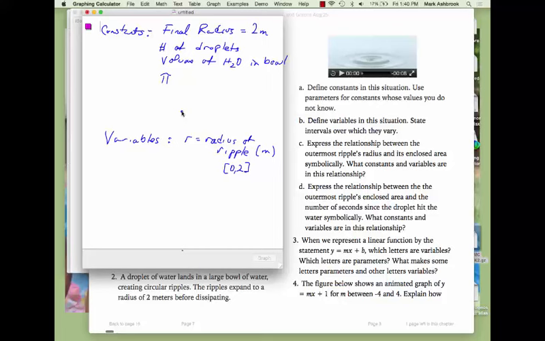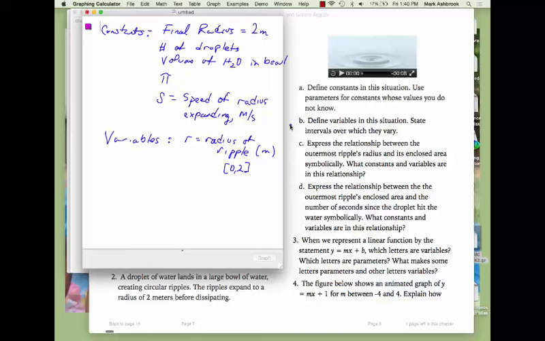Looking at that animation, it looks like it's constant. Do we know what that rate, that speed, is? No. But if it's constant, then what do we use? A parameter. So I'll call it S for the speed of the ripple, or speed of the radius expanding, in meters per second.